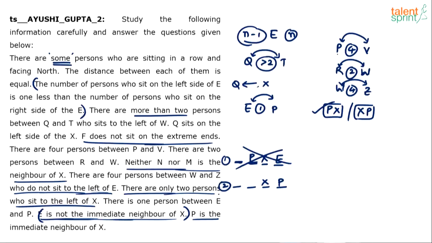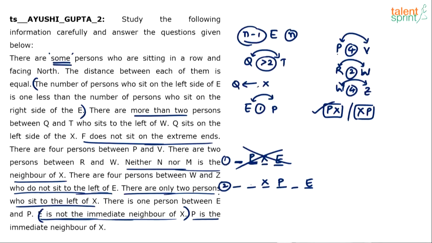Now look at case number 2. Again, where can E come? E can come either on the left of P or on the right of P. But the same problem: if you take E on the left of P, E has to come here, but then E becomes the immediate neighbor of X, which is not allowed. So E has to be on the right of P. E comes here. So now we have got 6 positions, 1, 2, 3, 4, 5, 6, where we have X and P on the 3rd and 4th positions, E on the 6th position.